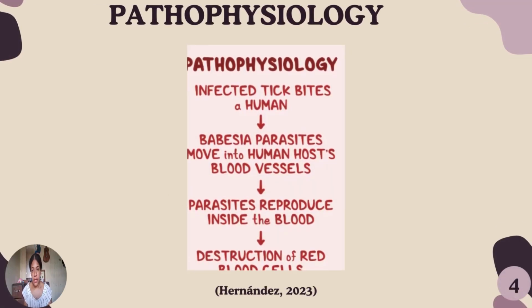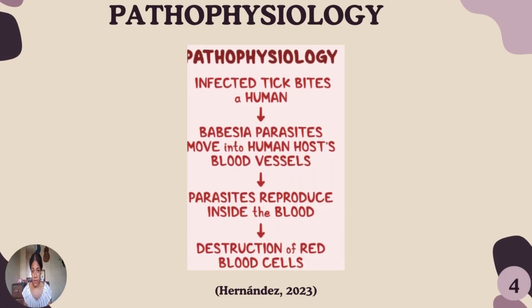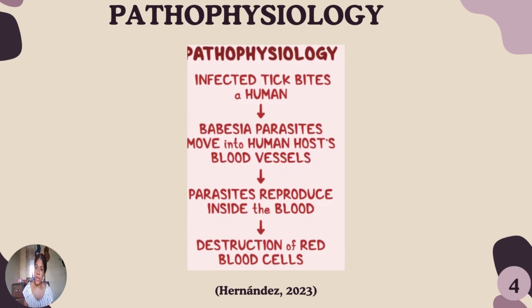So, moving on to our second objective of the day, which is the pathophysiology. This begins when an infected tick has bitten a human being. The Babesia parasite within the tick enters into the human host and moves into the blood vessels. For this to successfully occur, the tick must be attached onto the human skin for 24 to 36 hours or more. This allows time for the parasite to fully penetrate the host skin and enter the blood vessels.